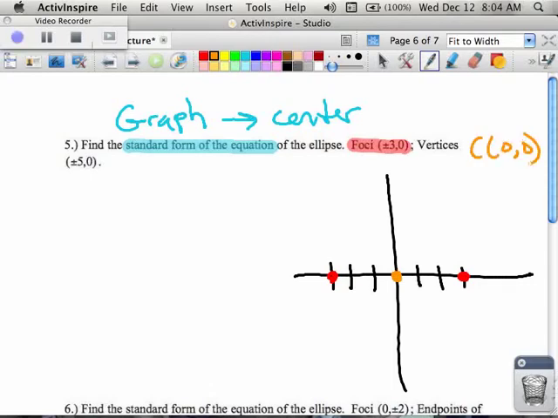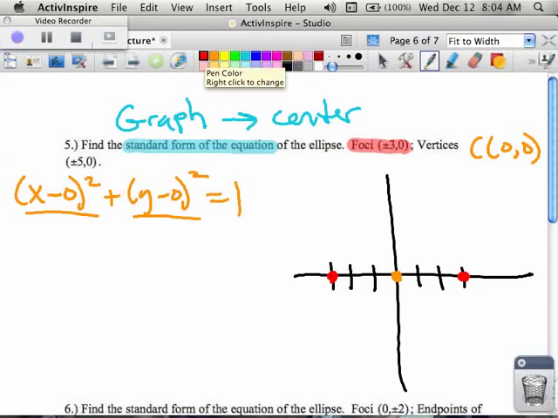Now this is really great news because as I write my equation, I have x minus 0 squared plus y minus 0 squared equals 1, and that was just from knowing what the center was. And then that foci information, for future reference, also tells me that my c value is 3.